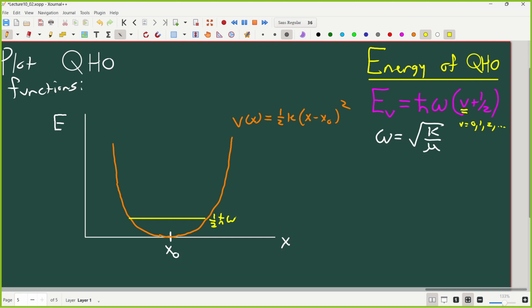Energy equals 0. The only state that has energy equals 0 in a particle in a box is a null wave function, which is no particle at all. An empty box is 0 energy. And that's the same thing for our harmonic oscillator. A bond always has energy.